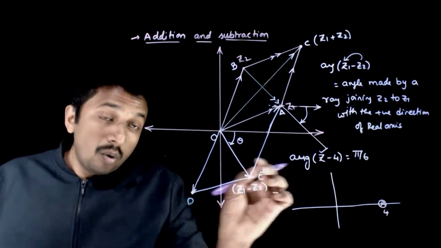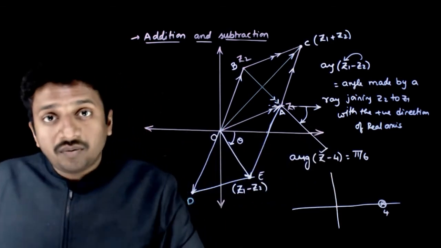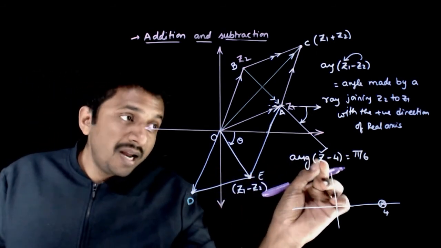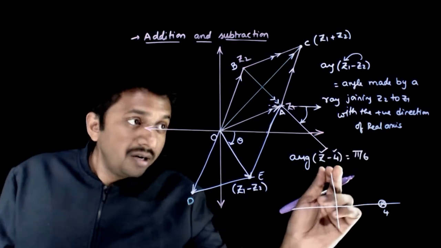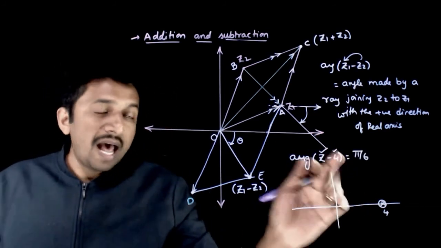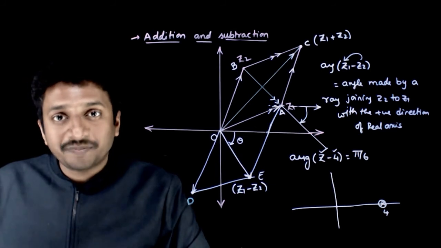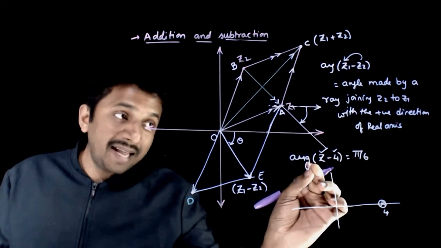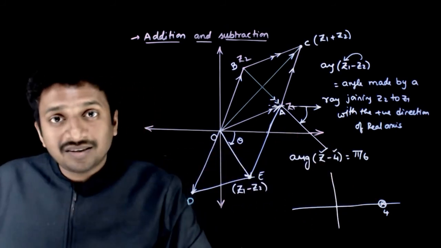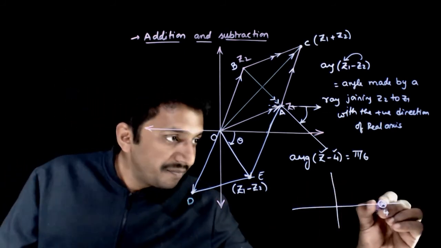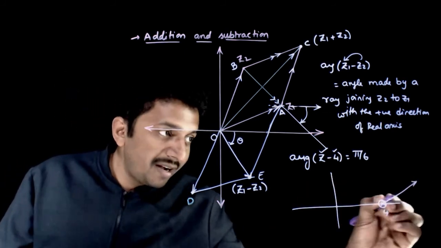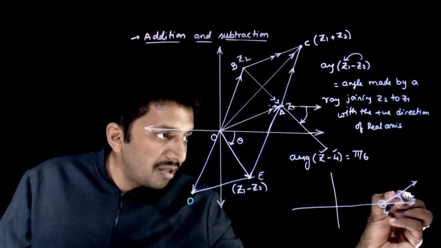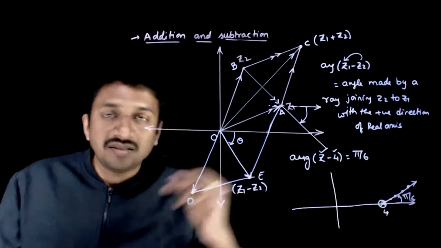Now, argument of Z minus 4 is equal to pi by 6. How do you analyze this? That means the angle made by the ray joining 4 to the complex number has to be equal to pi by 6. If I join 4 with my complex number, the angle that it should make with the positive x-axis has to be pi by 6. So obviously, if you draw a ray at an angle of pi by 6 with the real axis, any point on this ray satisfies this equation, right?